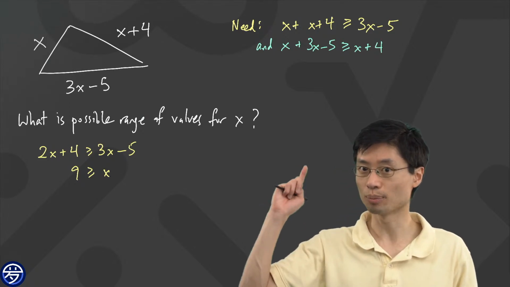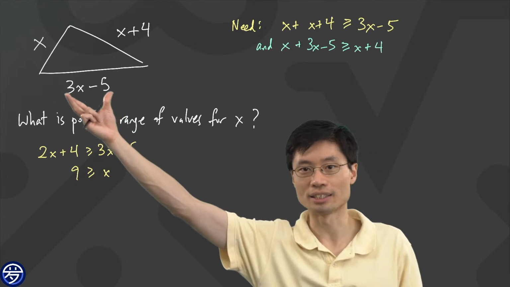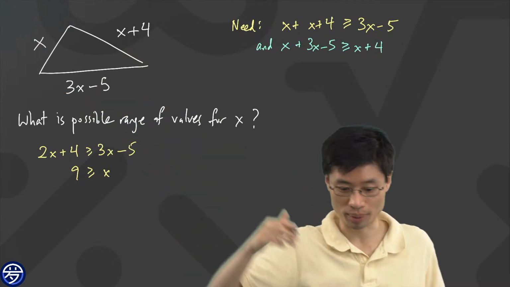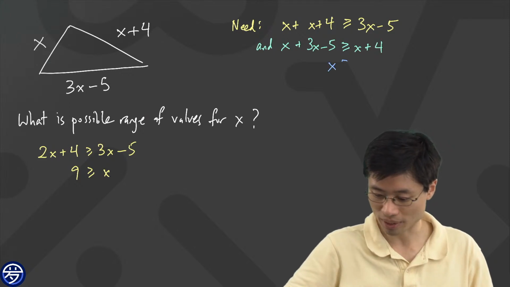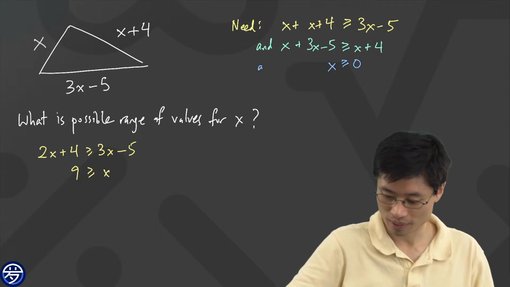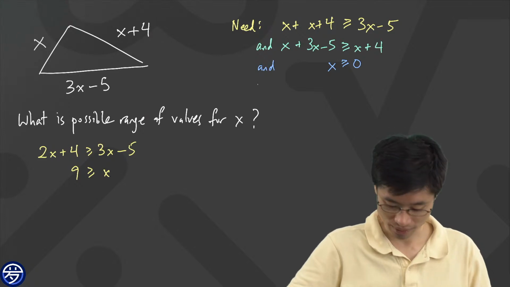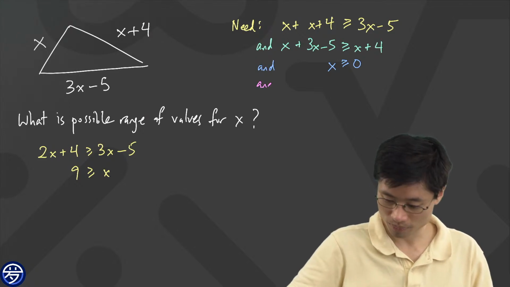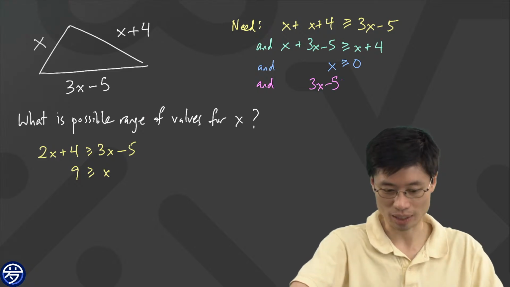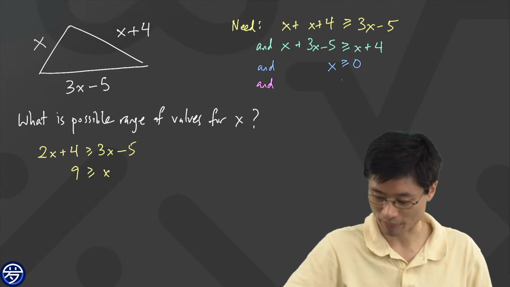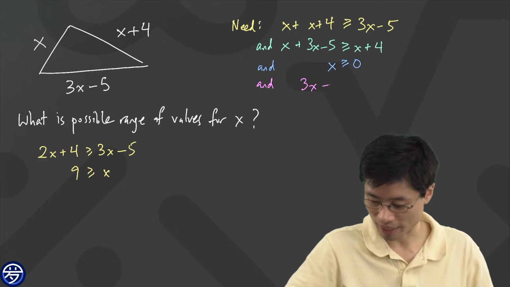Ooh, actually I have to put more stuff. I can't have negative sides. I also need that the sides are all bigger or equal to 0. Let's go and add some more conditions. X has to be bigger or equal to 0. And one more, 3x minus 5 has also got to be bigger or equal to 0. Let's get more space. 3x minus 5 needs to be bigger or equal to 0.